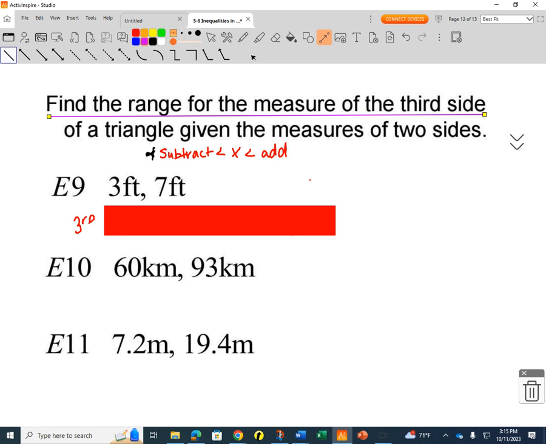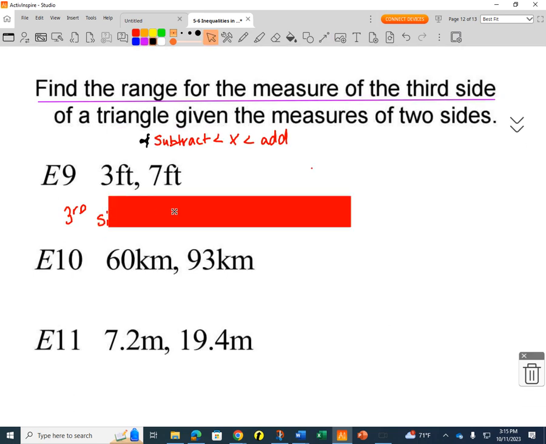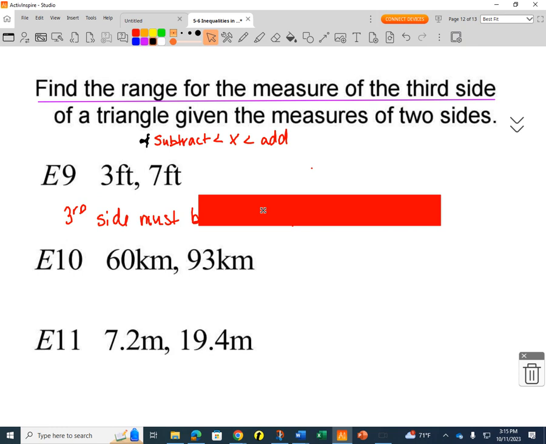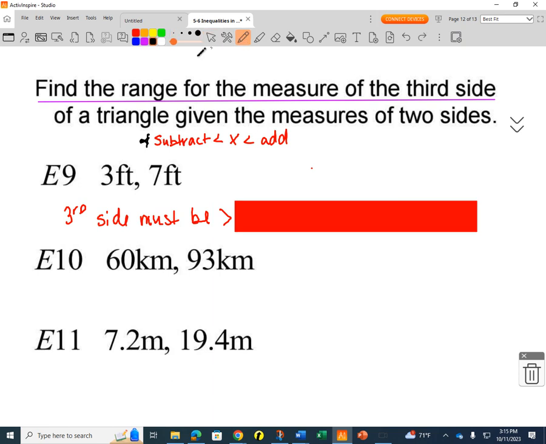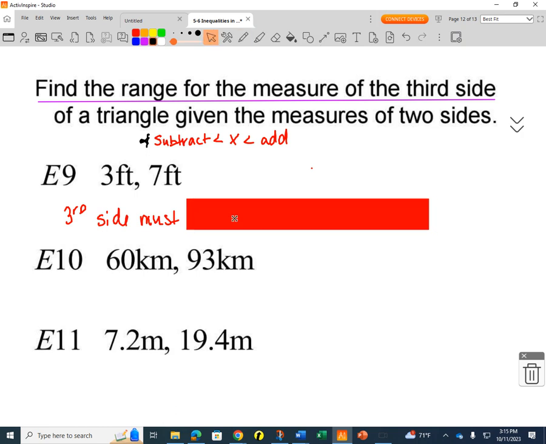So we're going to subtract 7 minus 3. Okay, I don't know if I did that or not, so let's just do it here. So the third side, we're going to go ahead and plug in here. So it's going to be 7 minus 3 is less than x, which is less than, add 7 plus 3. So we're saying that 4 is less than x, which is less than 10. That's how you write that as a range.